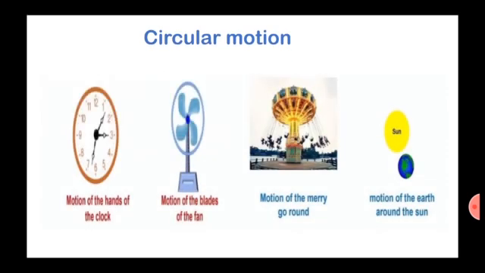Examples of circular motion: motion of the hands of a clock, motion of the blades of a fan, motion of the merry-go-round and the motion of the earth around the sun.